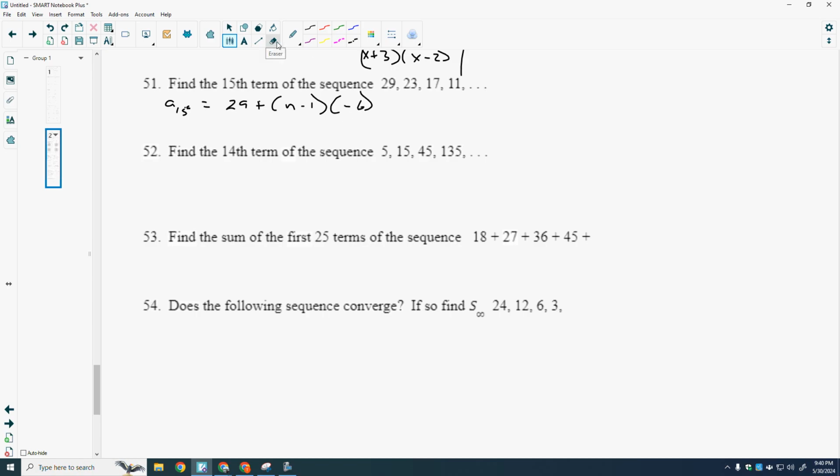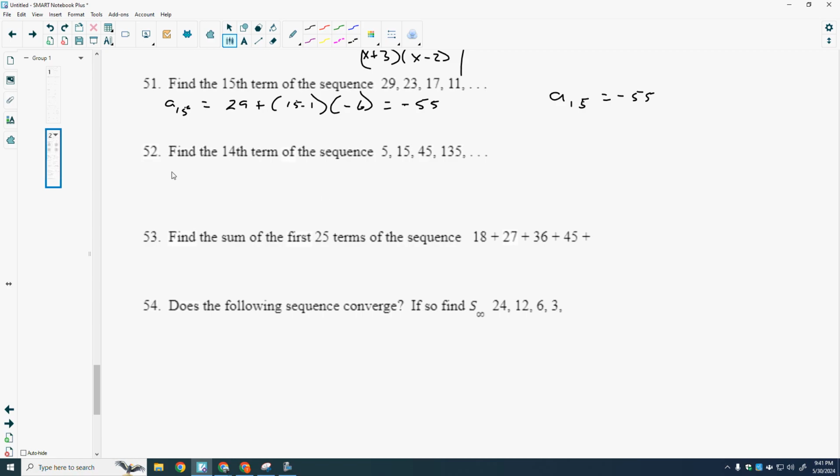And in this case, I do know n. Take that back out, put in 15, grab a calculator, type that into the calculator, and you should get the answer negative 55. Let's write that in good notation. A sub 15 equals a negative 55.